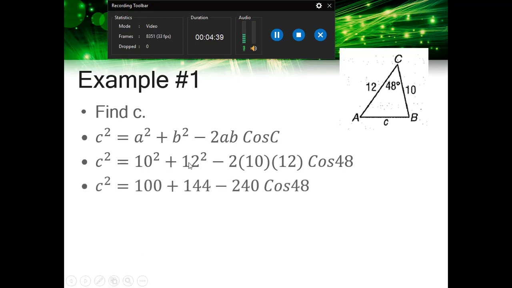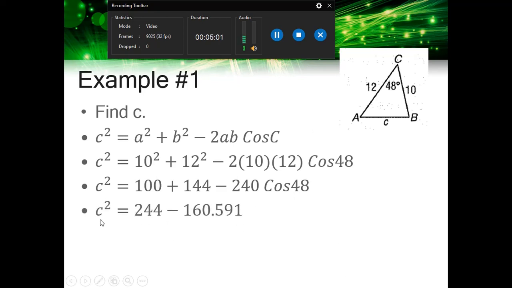So I'm going to square the 10 and the 12. I'm also going to go ahead and multiply 2 times 10 times 12, and I'm going to leave cosine of 48 alone for right now. In the next step, I'm going to add 100 and 144, but I'm also going to multiply 240 times the cosine of 48. Make sure your calculator is in degree mode before you calculate.